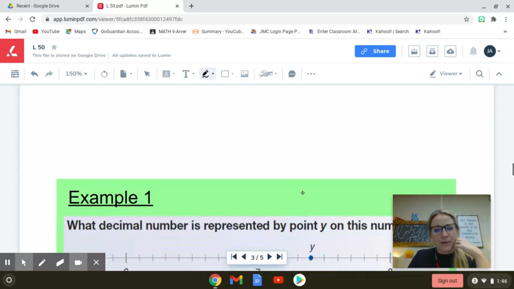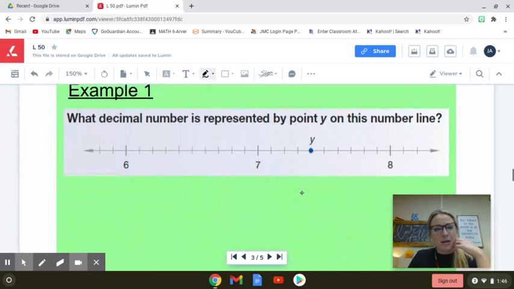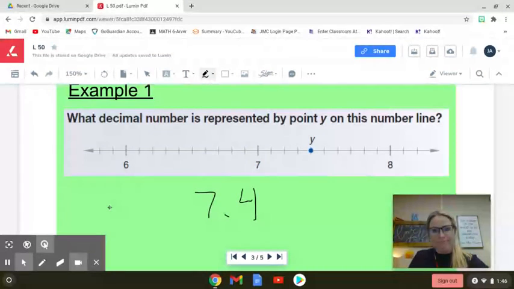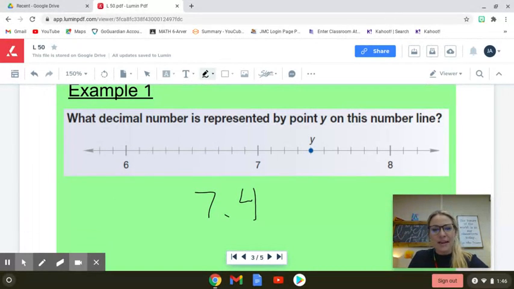Here's another example right here. We're looking at y on this number line. Go ahead and pause this, give this a try, and unpause when you're ready to check my answer. All right, so if you counted correctly, the correct answer for y, actually, if I were to label this even better, I would say y equals 7 and 4 tenths.